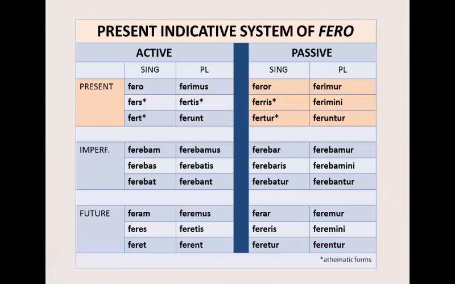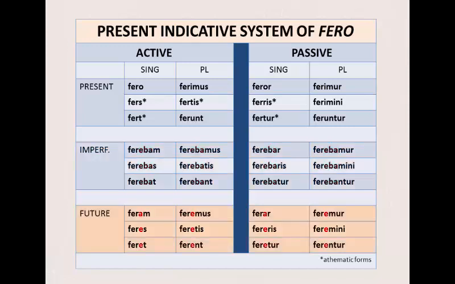In the passive, feror, ferris, fertur, ferimur, ferimini, and feruntur. The last two are clearly athematic: ferris and fertur. All three of the others have thematic vowels. Those are the only two athematic forms you have to memorize in the present passive indicative. The imperfect, totally third conjugation regular. Ferebam, ferebas, active and passive.